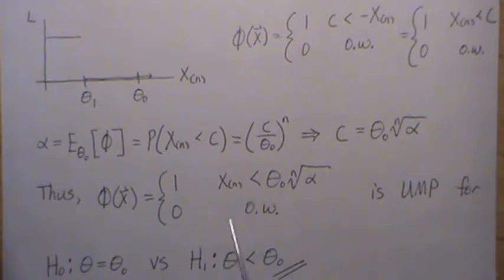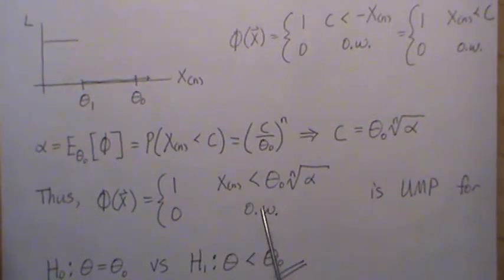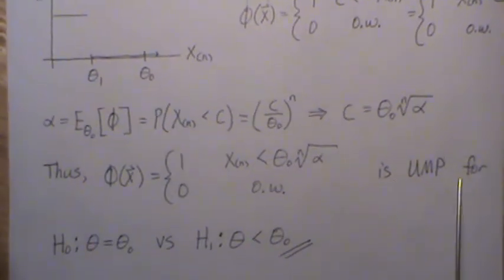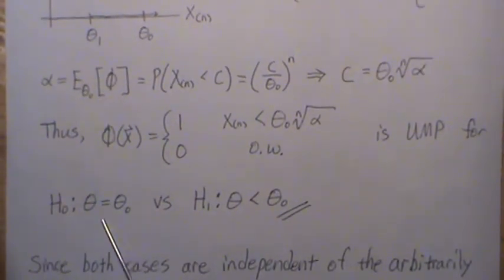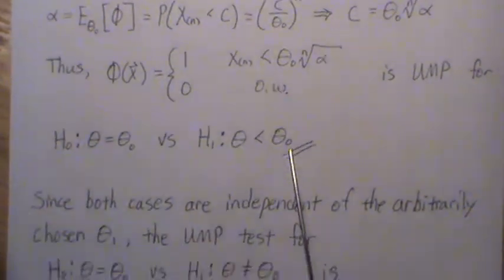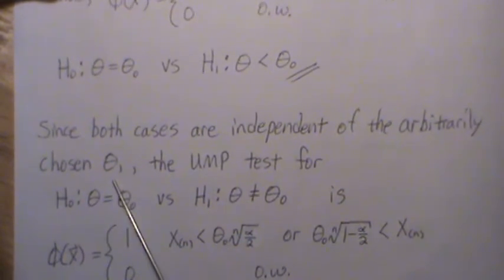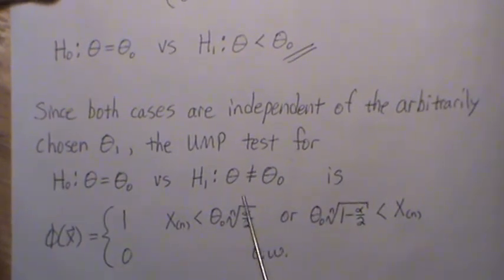Now notice there's no theta 1 value anywhere. So that means it's the most powerful test no matter what the value of theta 1 is. That means it's a uniformly most powerful test for this hypothesis, that theta is equal to that value versus that it's less than that value. Now, since both cases are independent of the arbitrarily chosen theta 1, this ends up being a uniformly most powerful test for this two-sided test.